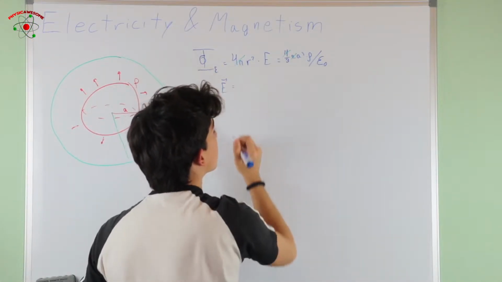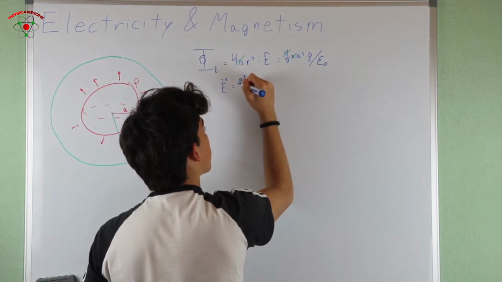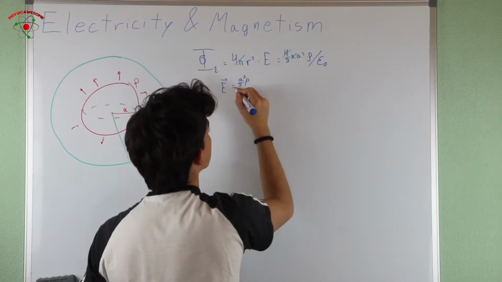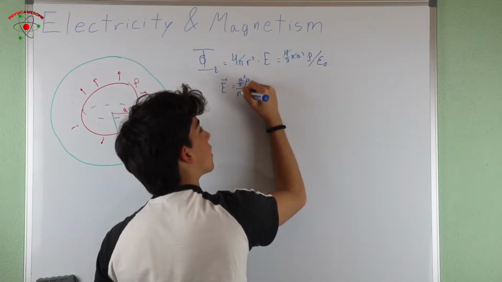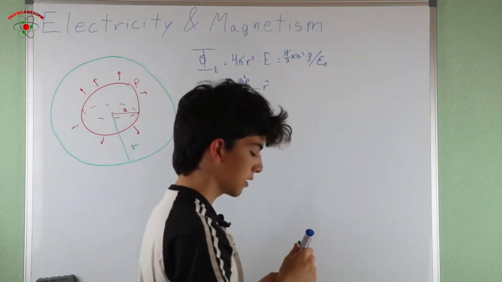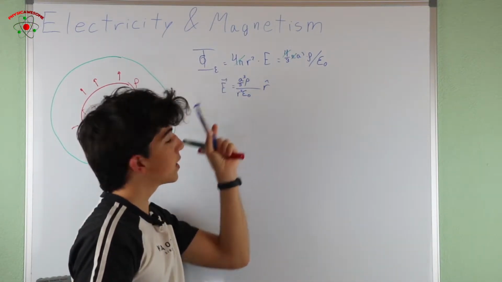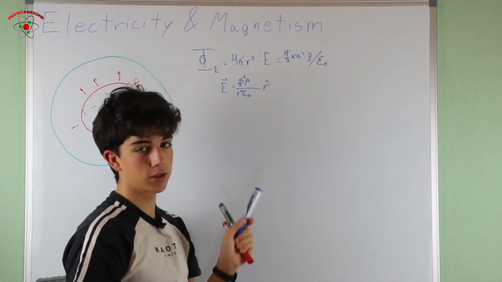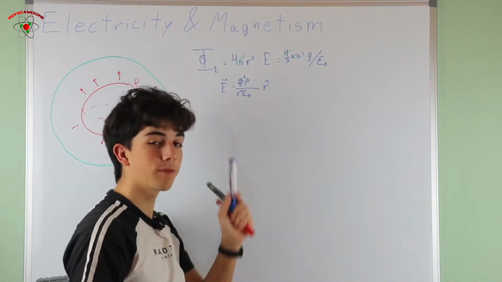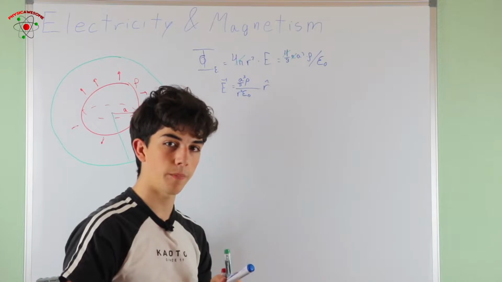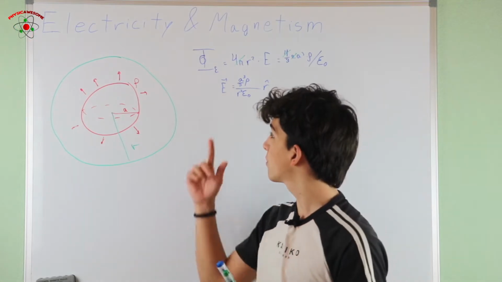E equals a cubed rho over 3 epsilon naught r squared in the r hat direction. We can see that if we multiply by 4 pi over here, we get the total charge of the sphere, and if we multiply by 4 pi over here, we would get a k factor and we would recover Coulomb's law. Now let's explore what happens inside of the sphere, our first region.